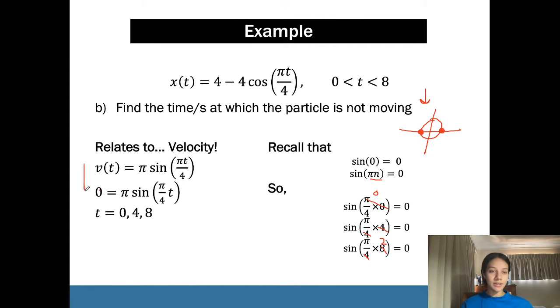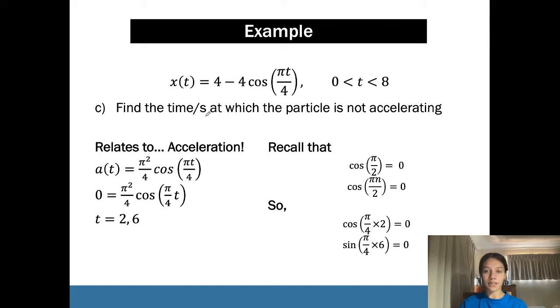So go back to here and substitute in 0 for our velocity: 0 equals pi sin(pi on 4 t). Get rid of the pi, so we're left with sin(pi on 4 t) equals 0. So anything that makes pi on 4 times t equal to 0, pi, 2 pi and so on, as well, will give us values where our sine is equal to 0. That would be 0, 4, and 8 as well. They would all produce a sine value equal to 0. So those are the times in seconds that our velocity is 0 and the particle is not moving. And then next part, again for acceleration.